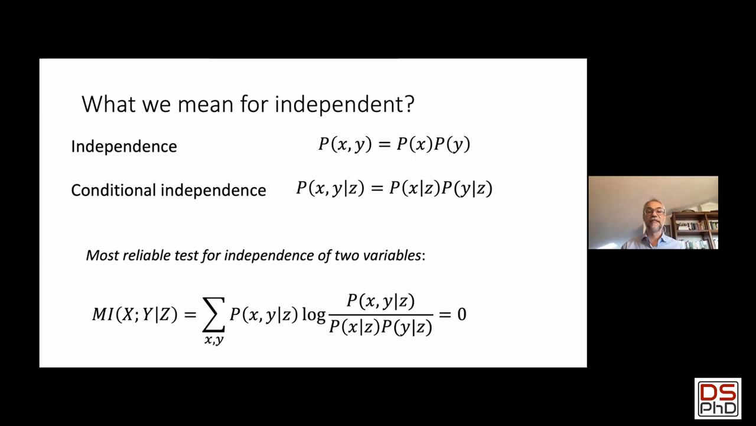And the most reliable test for testing the independence of these two variables is, of course, testing for the mutual information. Mutual information is an information measure that says the amount of information that variable X gives me on variable Y, and it works not only in a linear framework, but in every framework.